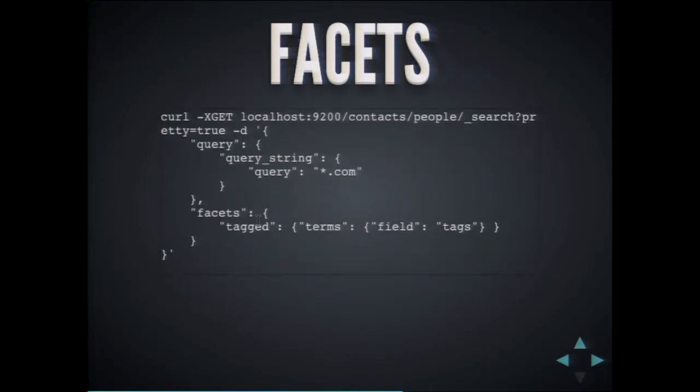So to get facets, I'm just gonna do a simple tags facet. We're gonna search the people type in the context index. We're just gonna query for star.com, which is an email address. We're looking for people who work at a .com or have a .com email. And then for the facets, we're gonna want to have a tags facet.